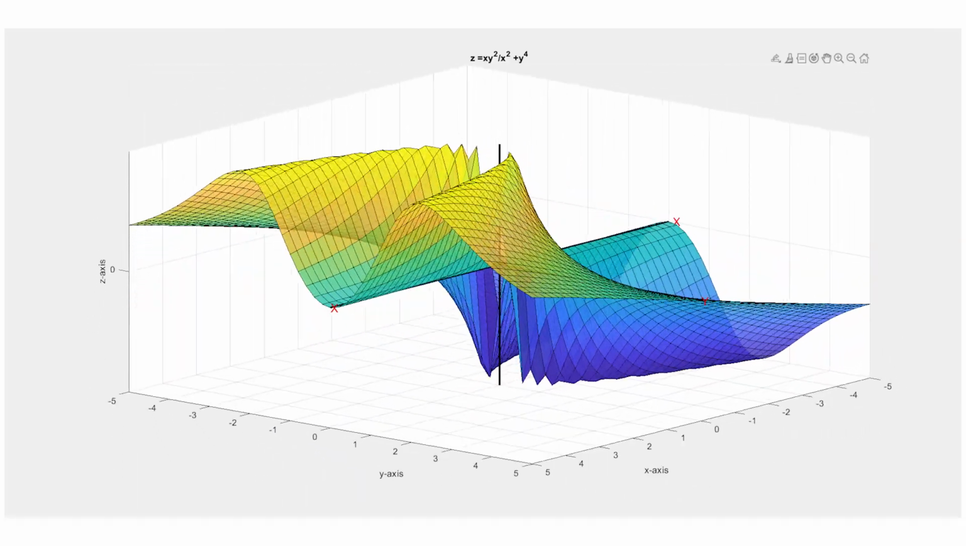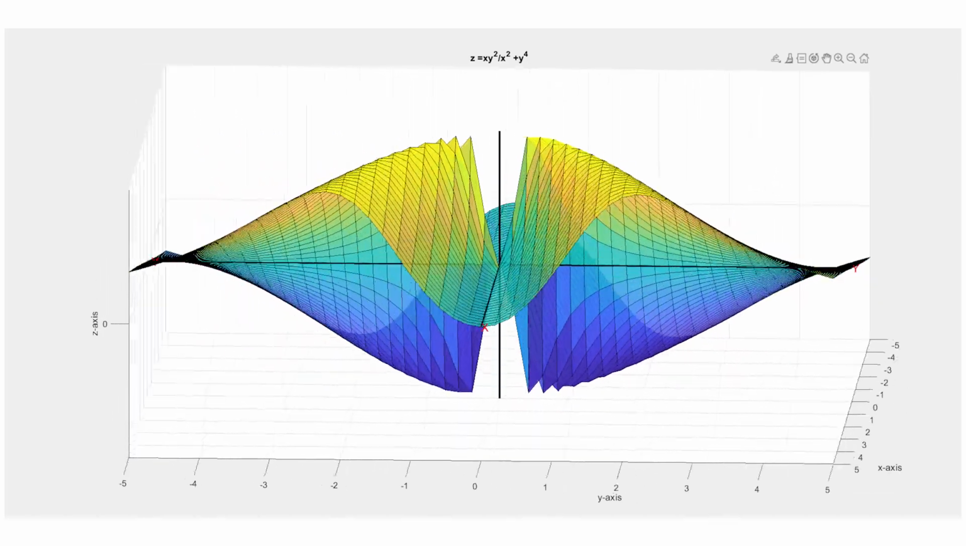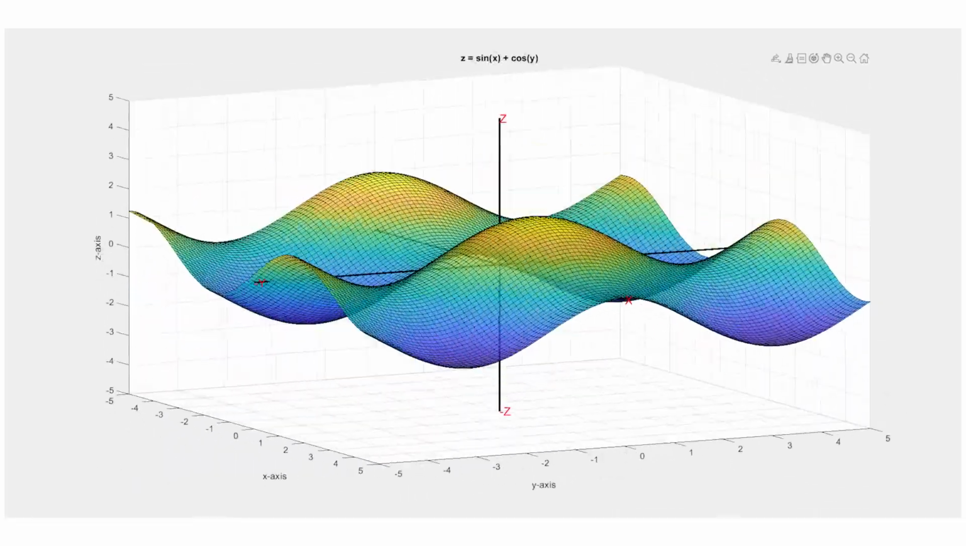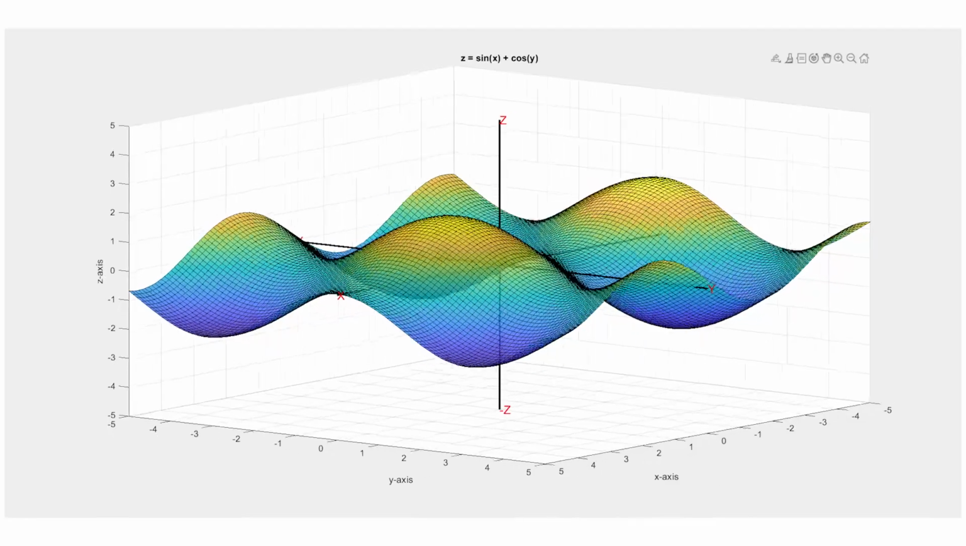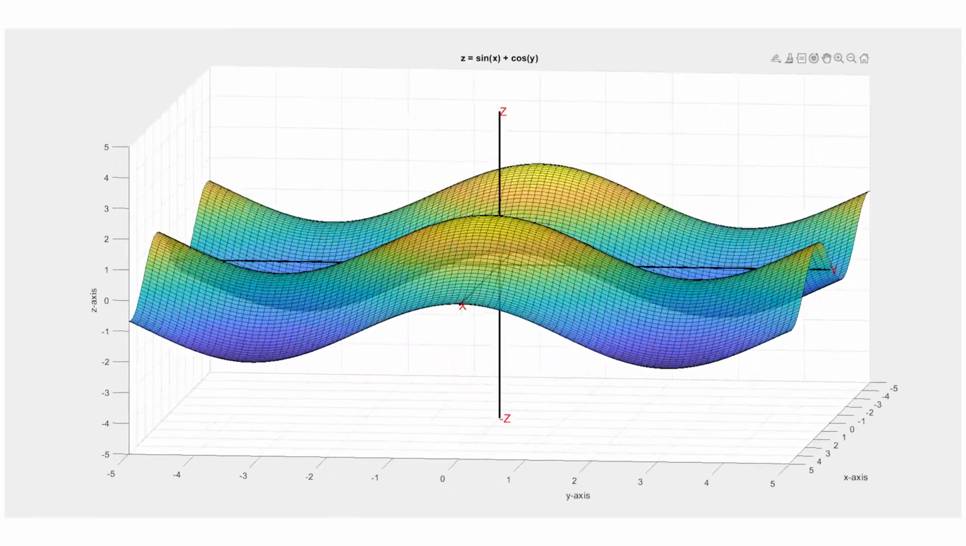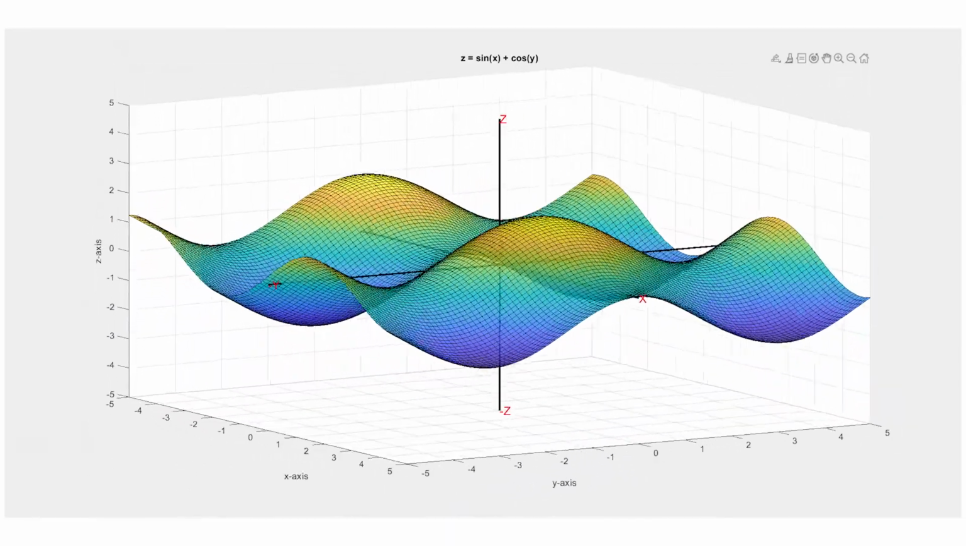This is all about the basics of plotting the graph of functions. Now, we are ready to step forward to understand the basics of calculus. In the next video, we will learn the basics of limits and continuity of a function.